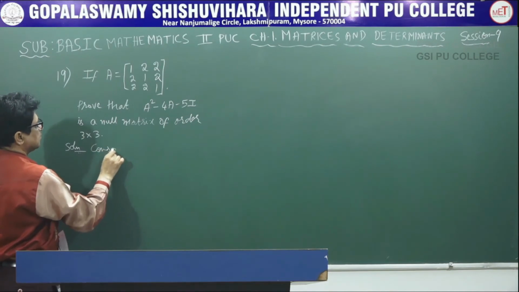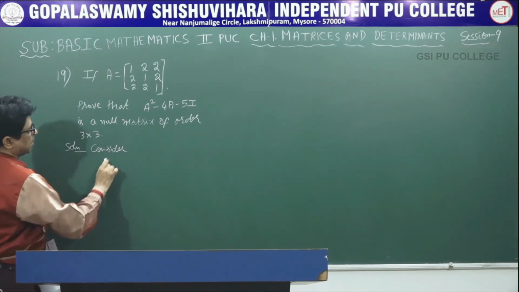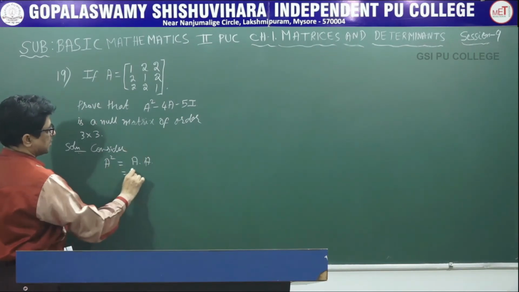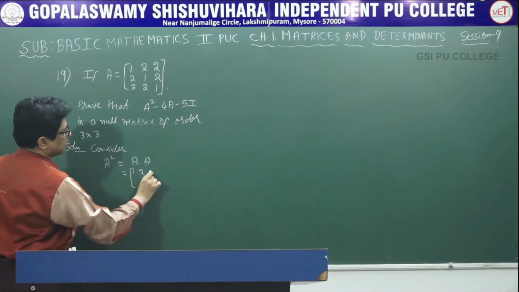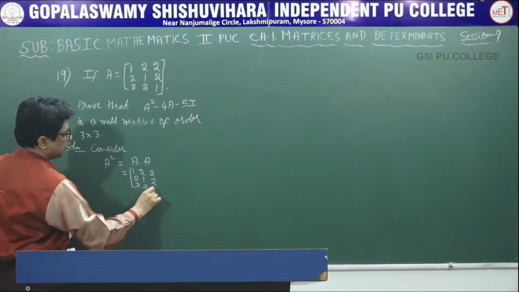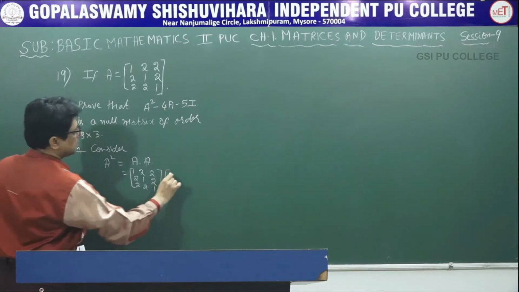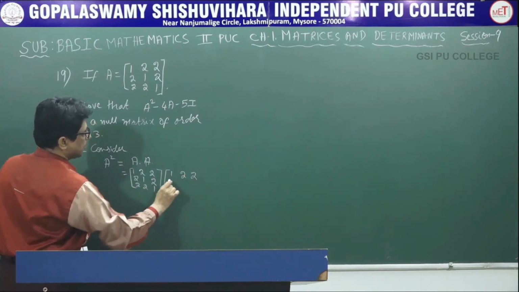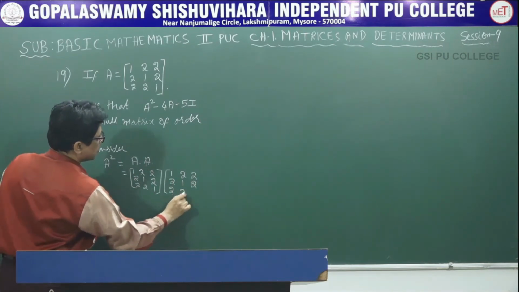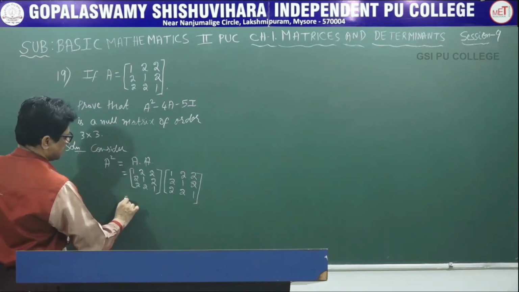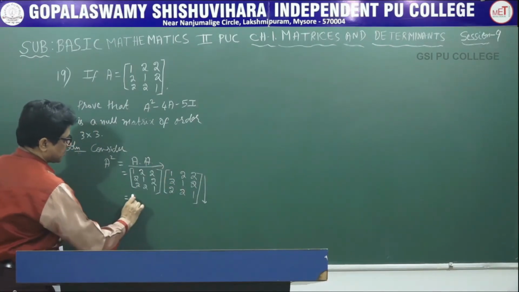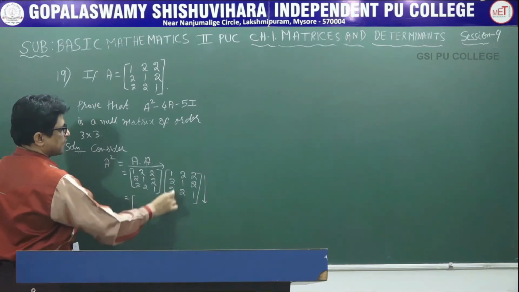Consider A square is equal to A into A. So that will be equal to 1, 2, 2, 2, 1, 2, 2, 2, 1 into 1, 2, 2, 2, 1, 2, 2, 2, 1. That will be equal to, so here row into column. So that will be equal to first row into first column.